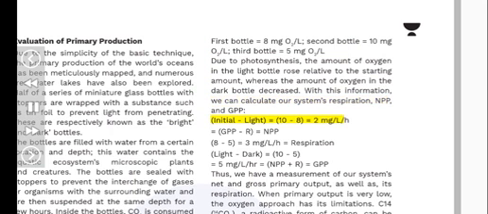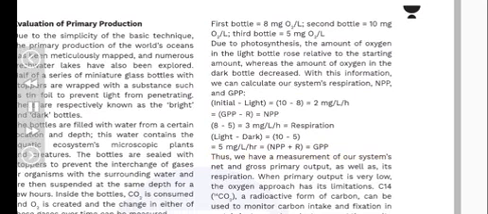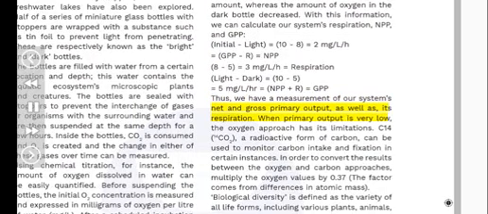Light minus initial: 10 minus 8 equals 2 mg per liter per hour, which equals GPP minus R, or NPP. Initial minus dark: 8 minus 5 equals 3 mg per liter per hour, which equals respiration. Light minus dark: 10 minus 5 equals 5 mg per liter per hour, which equals NPP plus R, or GPP. Thus, we have a measurement of our system's net and gross primary output, as well as its respiration.